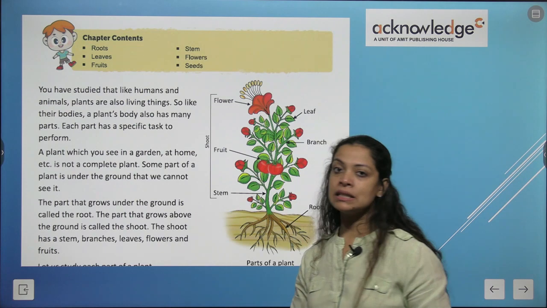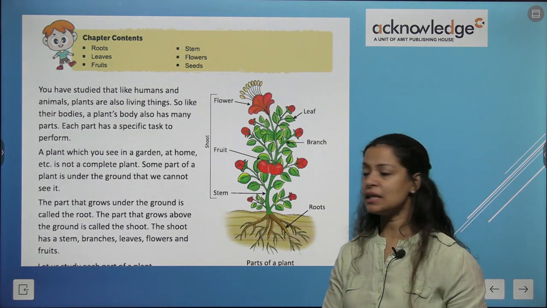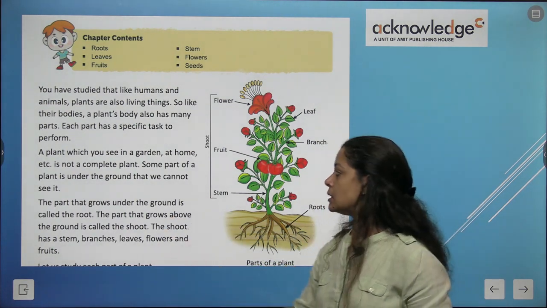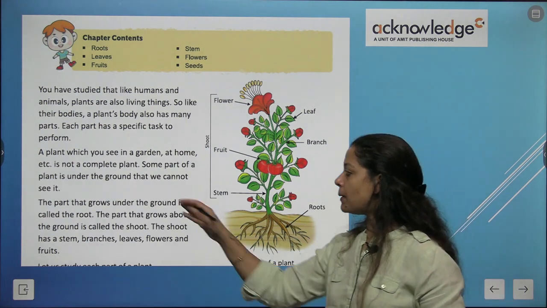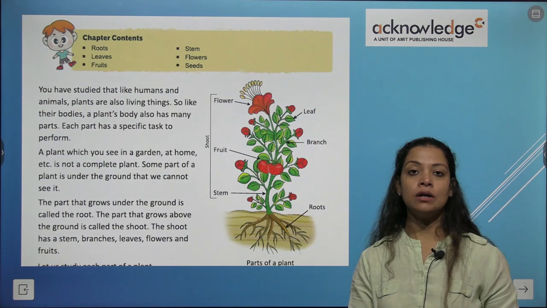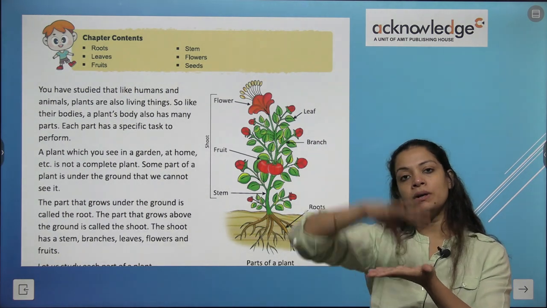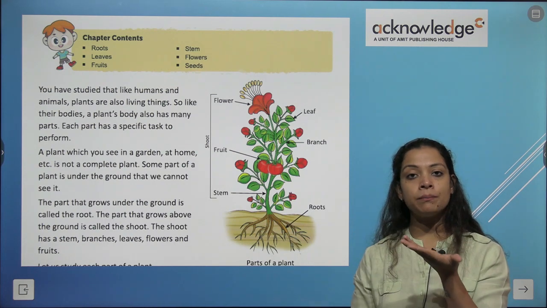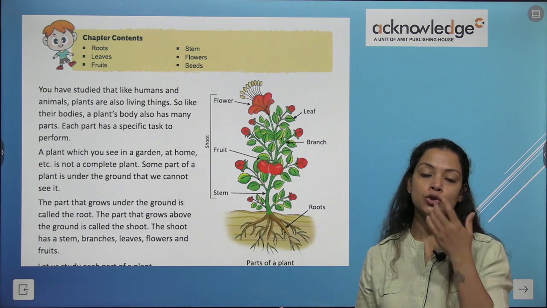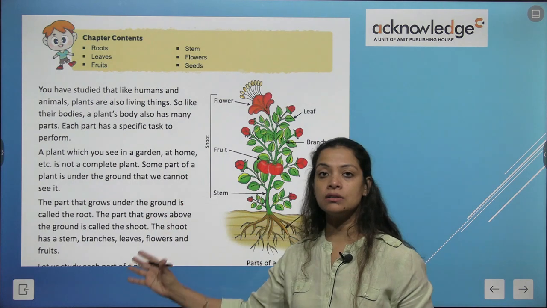A plant which you see in a garden at home is not a complete plant. Some part of a plant is under the ground that we cannot see. The part that grows under the ground is called root. हम बस ground के ऊपर का part देखते हैं, हम उसको plant कहते हैं. But basically soil के नीचे भी there is a huge part of a plant and that is called the root.